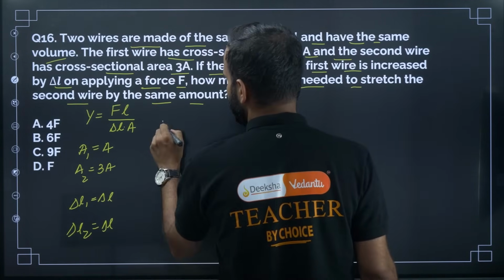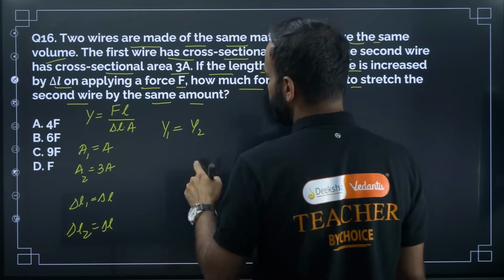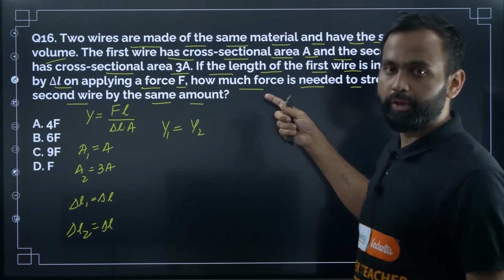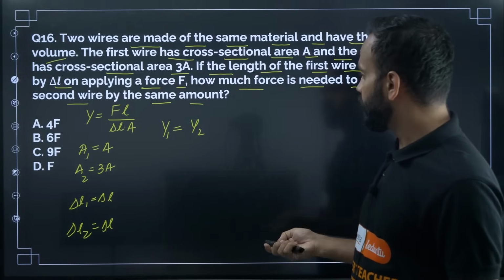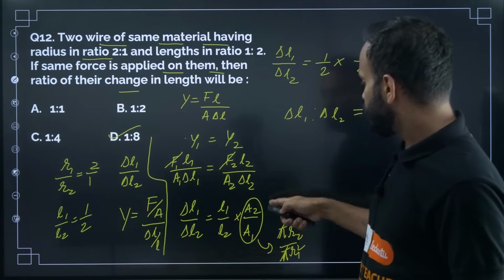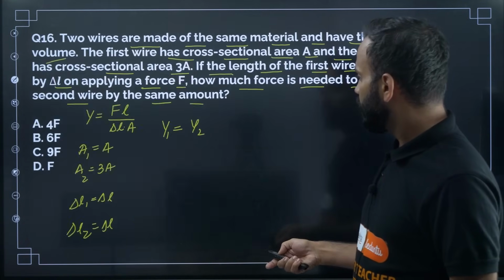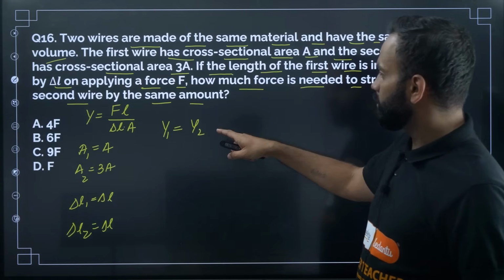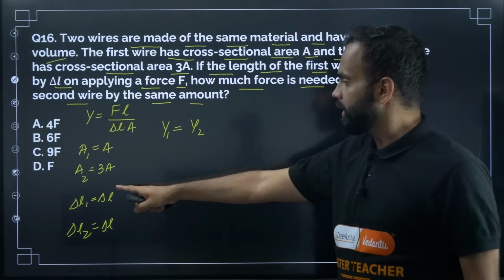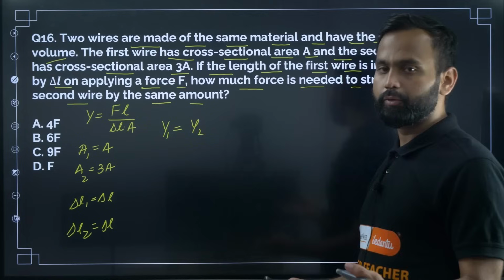So Young's modulus of both wires is same, Y1 equal to Y2. Remember in the previous problem, we found the ratio of the change in length. Here we are finding the force. In that case force was same, and in this case the change in length is same. So it is a similar question.